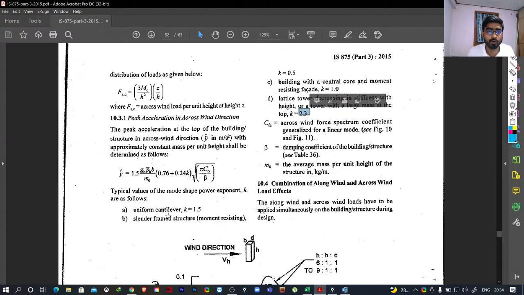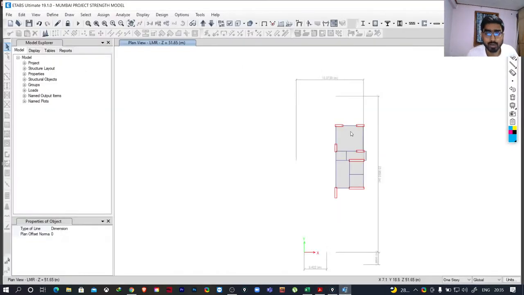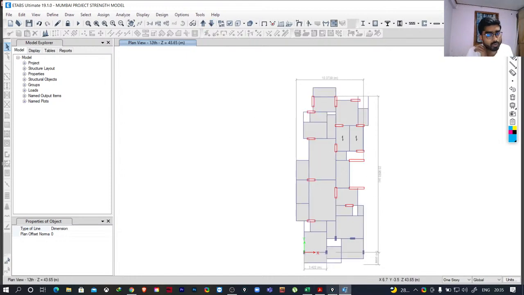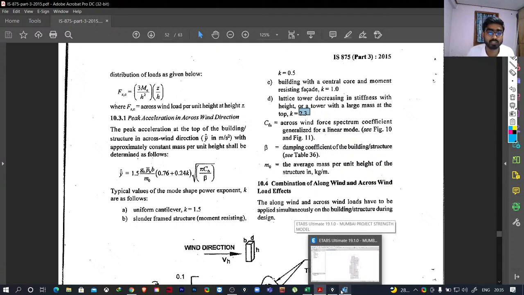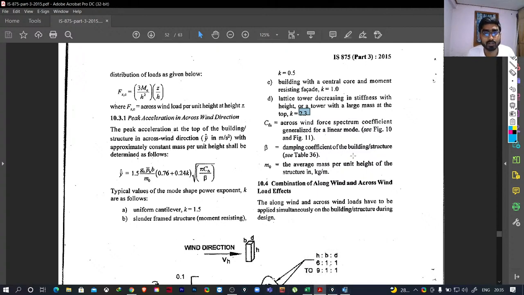Okay, so for now, in our structure, though we have several walls, we do not have a specific wall, right? So though it is not a moment resisting frame, still we'll be considering it as a slender frame structure. Why slender? Because the height to smaller width ratio is very high, more than 5, or near to 5 in our case, right? So you can see the tall building. Though this structure is not that tall, for structures like 120 meters, 150 meters, in that case, you can consider it as a slender frame structure.